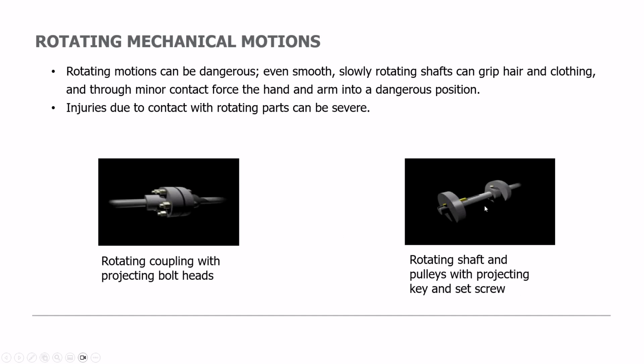The other picture to see over talks about rotating shafts and pulleys with projecting keys and set screws. Here's what we're talking about here. If you look right here, there's a set screw right there. And over on this side, the bright yellow bar, that's what they call a keyway or a projecting key, which is what holds that particular item together with the shaft itself.